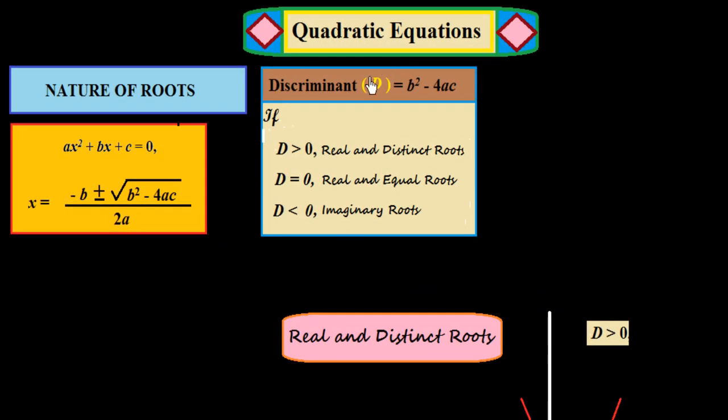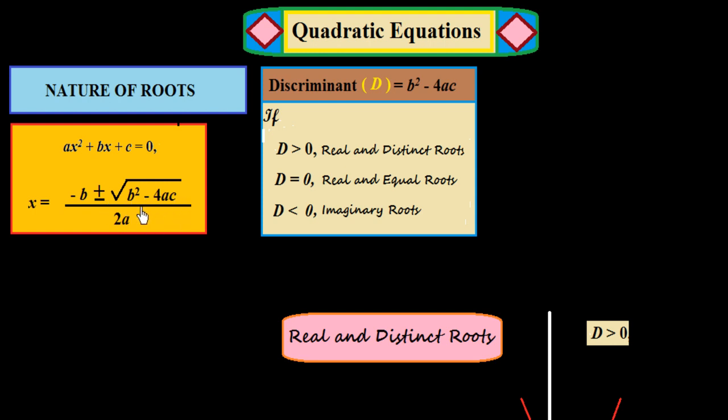In this session we study the nature of roots of quadratic equations. Here you see the general form of a quadratic equation is ax square plus bx plus c equal to 0. In the last session we studied the derivation of the formula x is equal to minus b plus minus root b square minus 4ac over 2a.